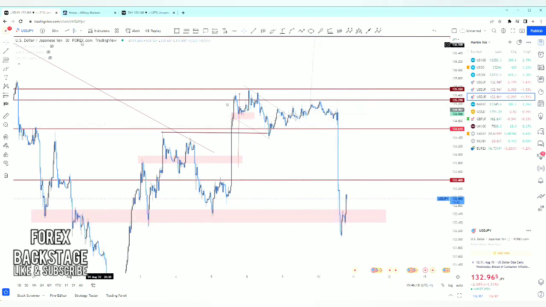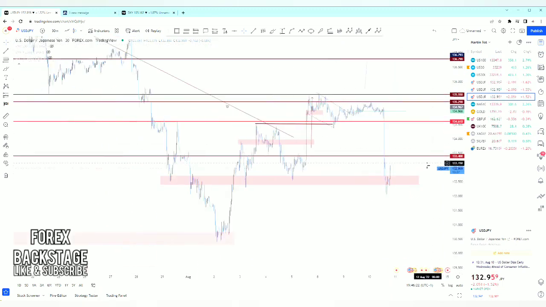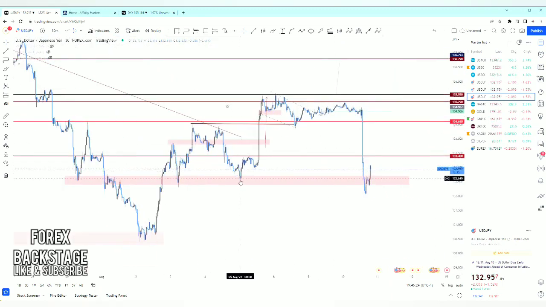Price went straight towards the downside, and you can clearly see we just broke structure. If I zoom in on my chart, you can clearly see that we just broke past this previous low.